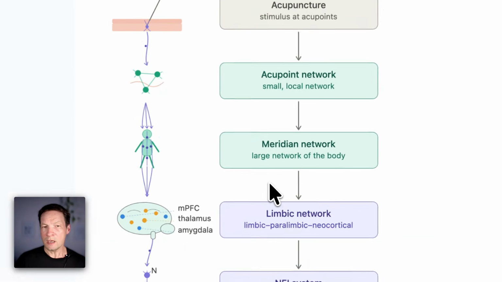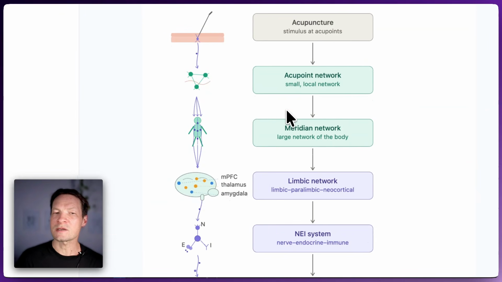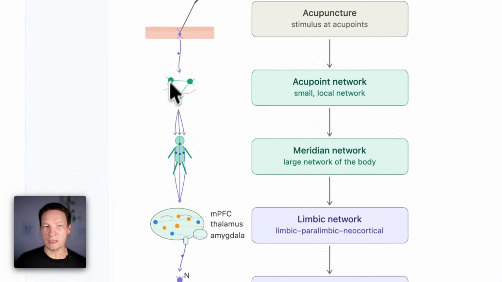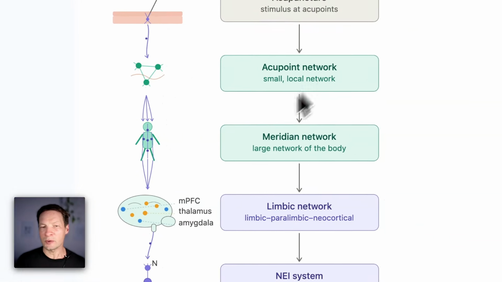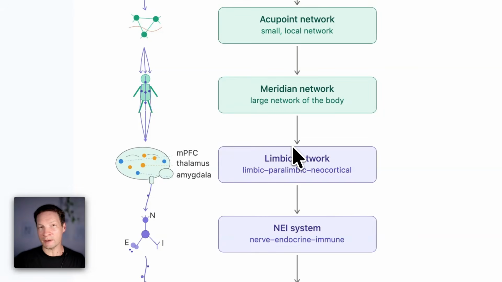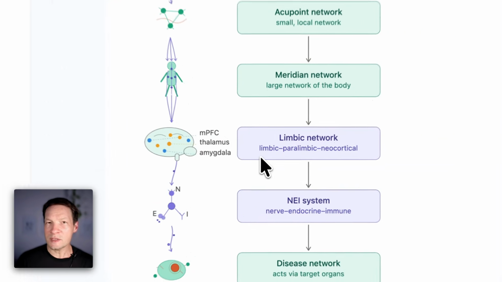So here we actually have a representation of how acupuncture works. You have the layer of the skin, then you put the needles inside certain special points, the acupoints they're called, and they activate the so-called acupoint network. You see the network of interrelated connections there. Then this acupoint network activates the meridian network, the larger network in the body. The impulses go into your limbic, paralimbic, neocortical system, so in your brain, and it basically calms you down.